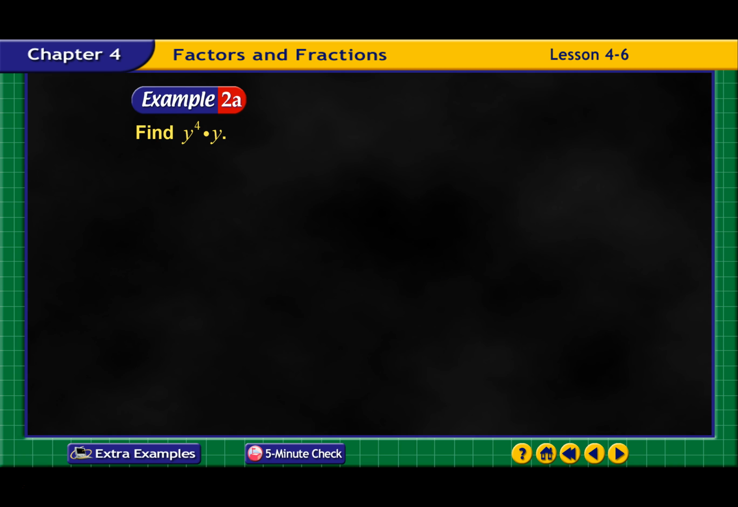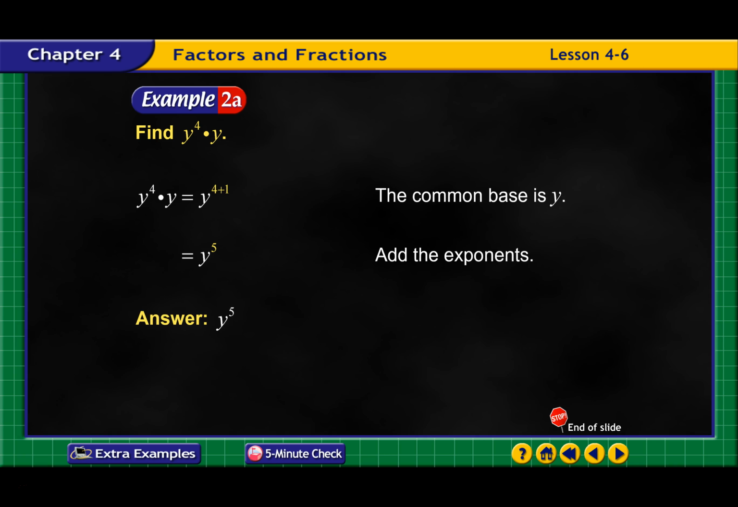All right. y to the 4th times y. Well, there's no exponent on there. Oh, wait, is there? Remember a couple of lessons back, when you have a y by itself, there's technically a 1 there. So the common base is y, and you can have 4 plus 1, which would be y to the 5th. So if there's 4 y's times 1 y, it'll be 5 y's. You could also think of this as if you had the 4 y's like this times y, there would just be y to the 5th.